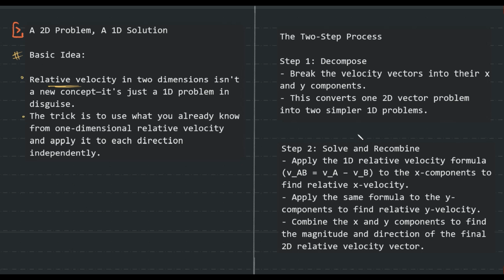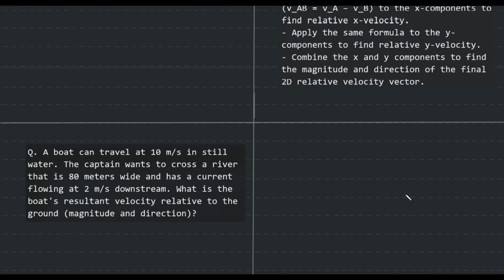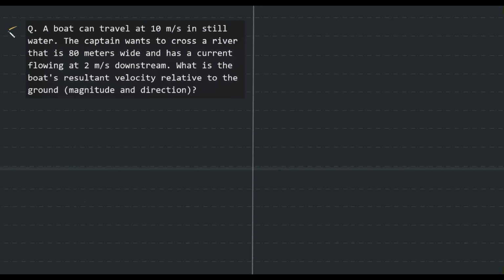So the step is to break down the velocity, or whatever it is that we have to figure out, convert two dimensions to one dimension, then figure out the velocities. Since we are talking about relative velocity, we figure out the velocity in x and y components and combine them. So I'll give you guys an example, a simple example actually.